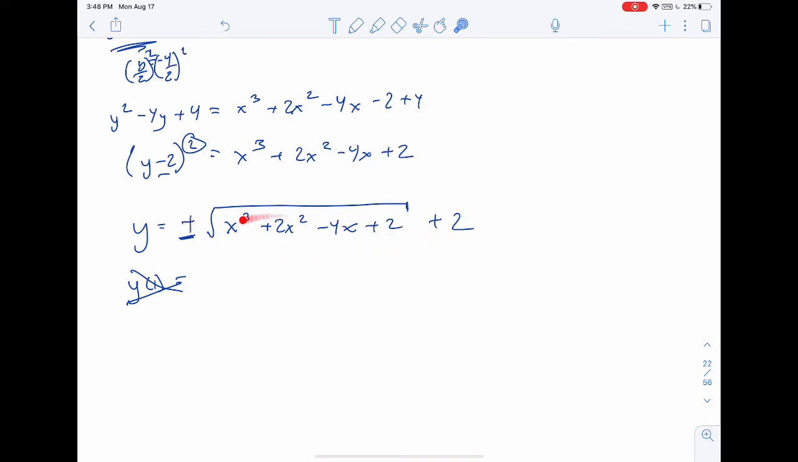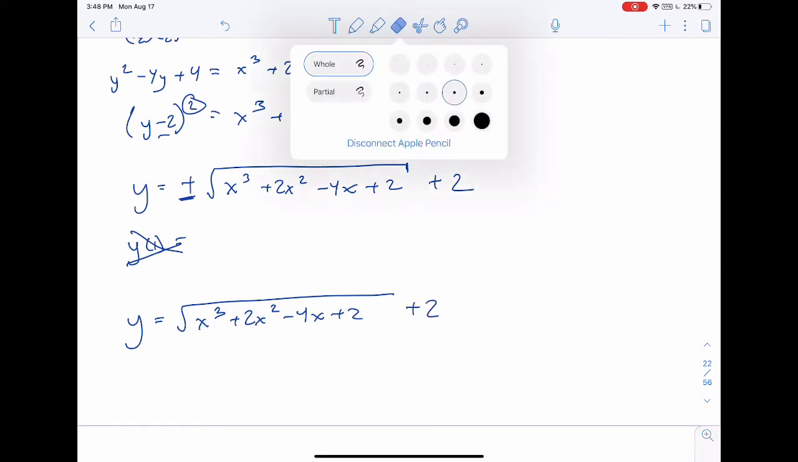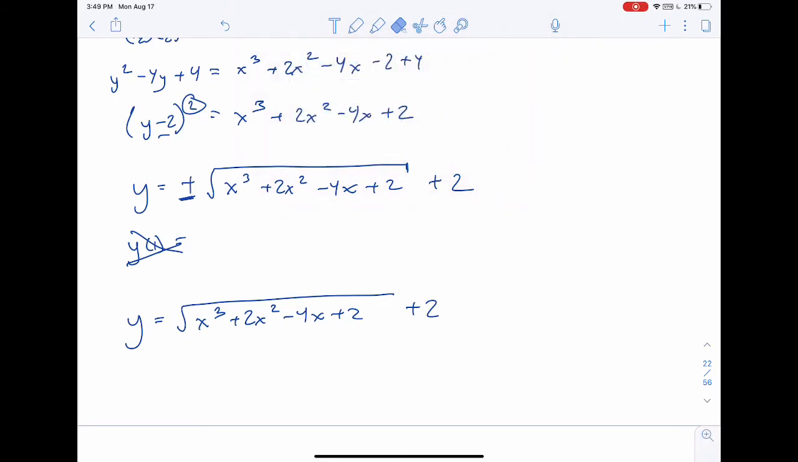This whole root thing, when you plug in 1 here, you're going to get root 1, and root 1 is going to give you 2. So root 1 plus 2 is going to give you 3. And so I know that the actual solution is the square root of x cubed plus 2x squared minus 4x plus 2, plus 2. A little bit of eraser there. There we go. Okay. So that's how we clean that one up.